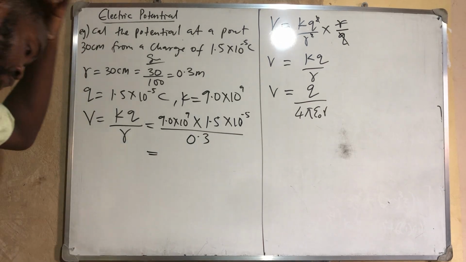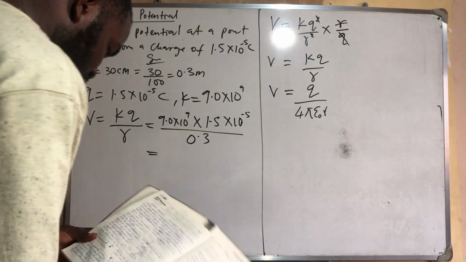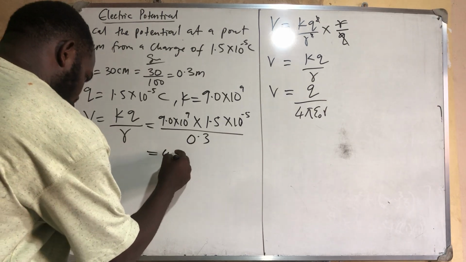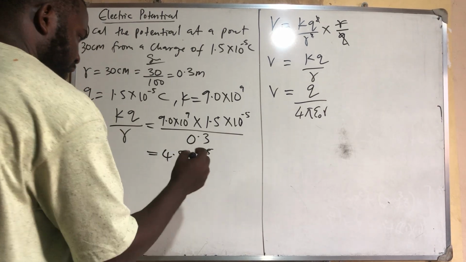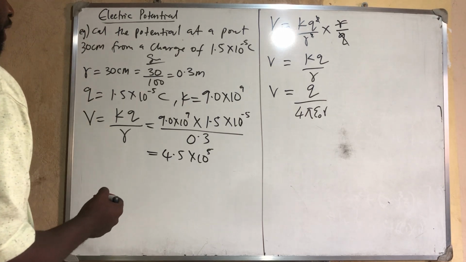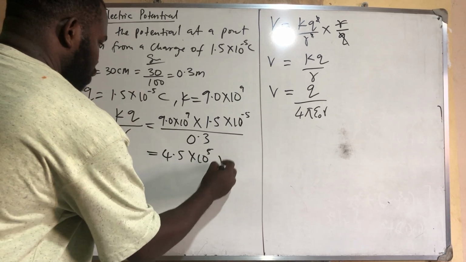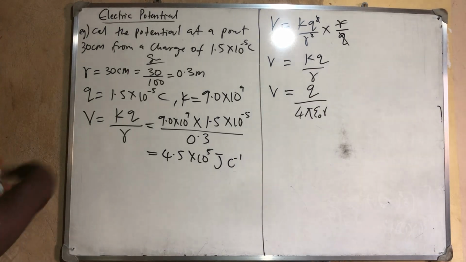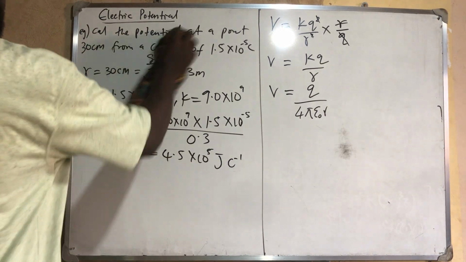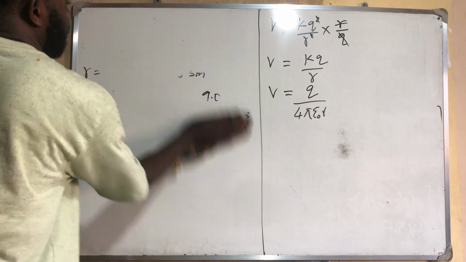So if you now do that with your calculator, you have 4.5 times 10 raised to power 5 in what? In potential, work done per unit charge. So work done is joule per coulomb. So work done per unit charge. So that is that. Very, very simple. So let's take the next question on this.